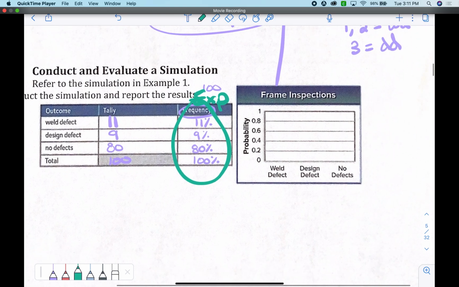We're going to graph those. This is what our simulation resulted in. We're going to graph those results. A weld defect was 11%, so a little more than halfway. There's 11%, okay? Design was 9%, so a little bit lower than that. And then we got 80% no defects.